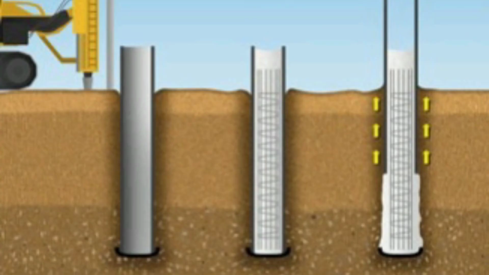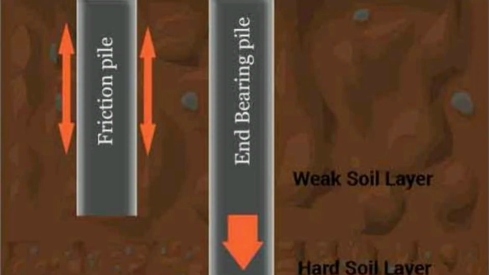Friction piles transfer the load from the structure to the soil by the frictional forces between the surface of the pile and the soil surrounding the pile, such as stiff clay, sandy soil, etc. The surface area of the pile multiplied by the safe friction force developed per unit area determines the capacity of the pile.